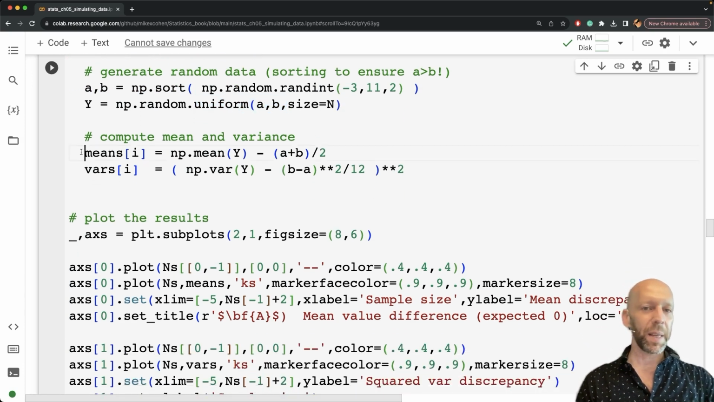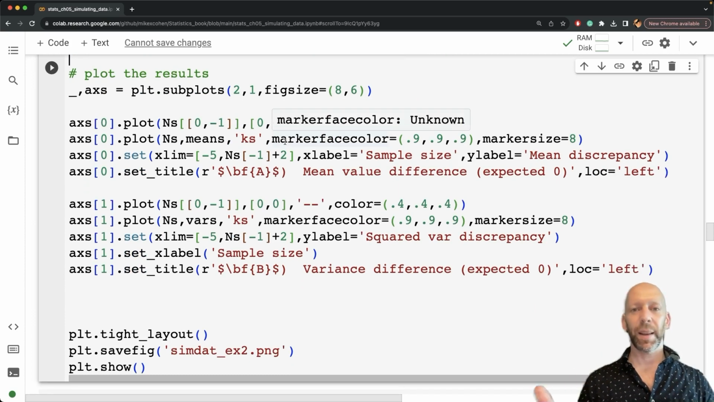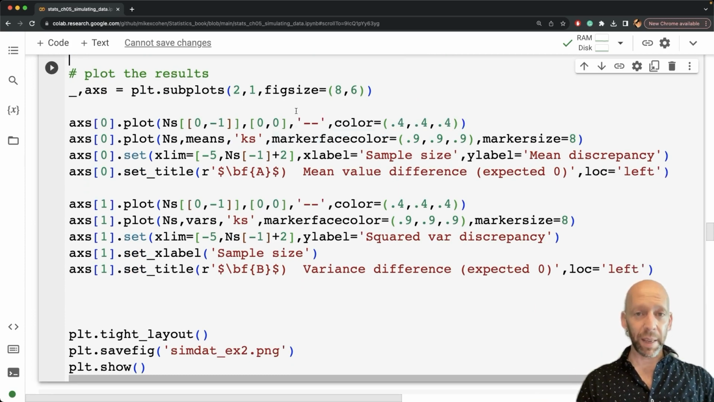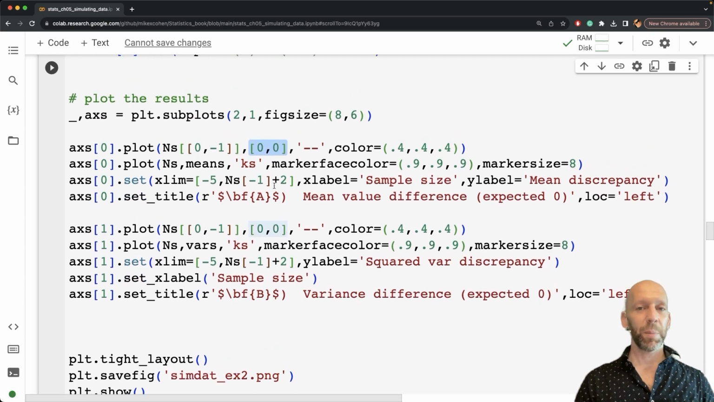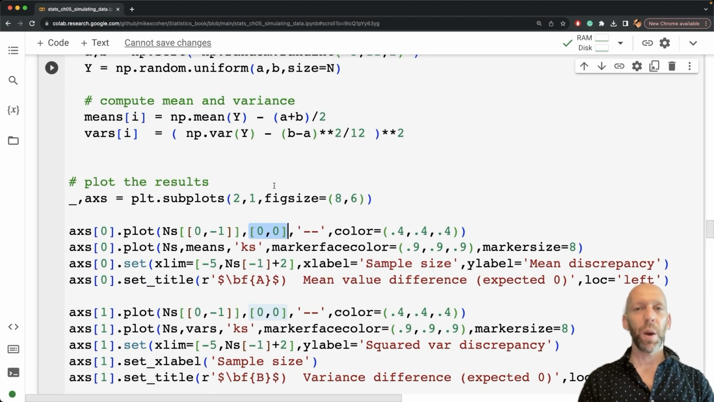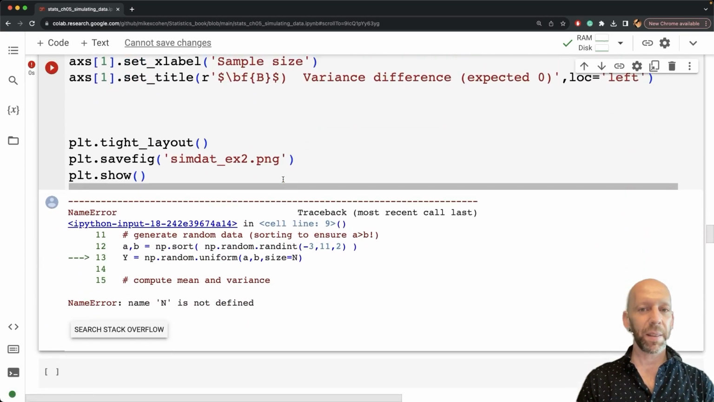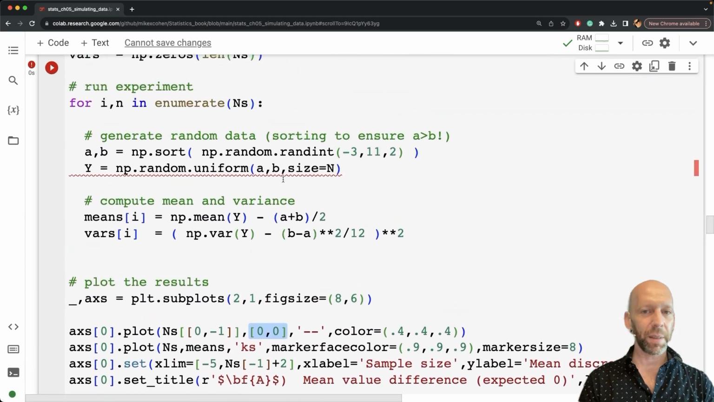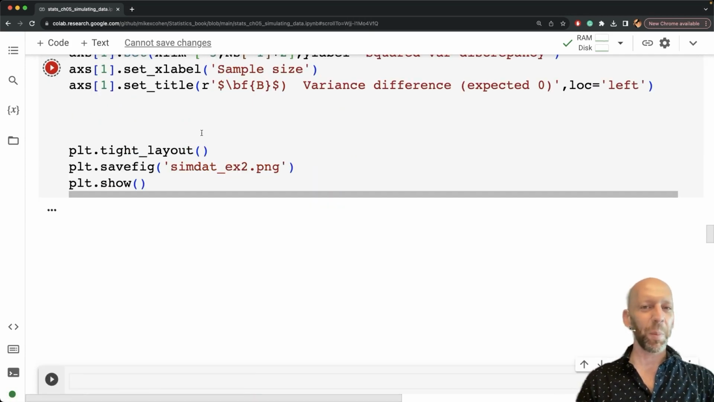So here is the mean and variance discrepancies, and then here I generate the plot just like in the previous exercise, except here the expected values are all zeros because I'm computing the difference between two quantities that we expect in theory, in principle, to be the same. Okay, so let's run this code here, and n is not defined. Okay, so that's a little typo, which I will fix, so you will never see this. This was lowercase n here, and I just need to change that to uppercase N.